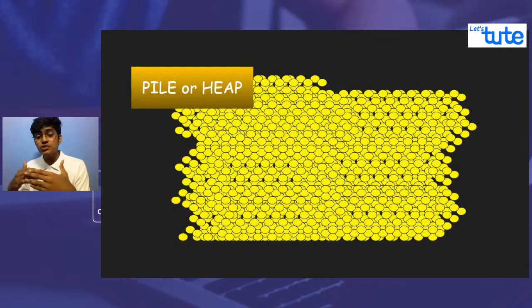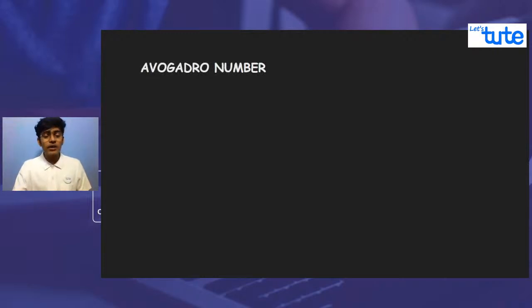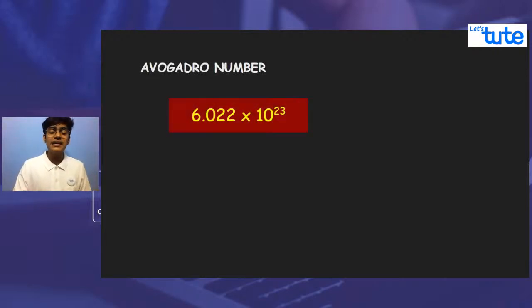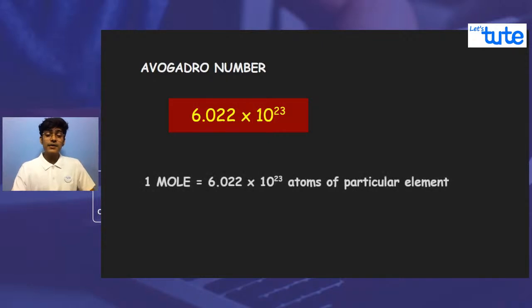So how many atoms together make one mole? The number is actually very simple. It's the Avogadro number, and the number is 6.022 into 10 raised to 23. Please try to understand: the Avogadro number is 6.022 into 10 raised to 23. So that many atoms together make one mole. Isn't that interesting? There are many interesting things about the mole, and we will discuss them. But one mole is equal to 6.022 into 10 raised to 23 atoms of that particular element.